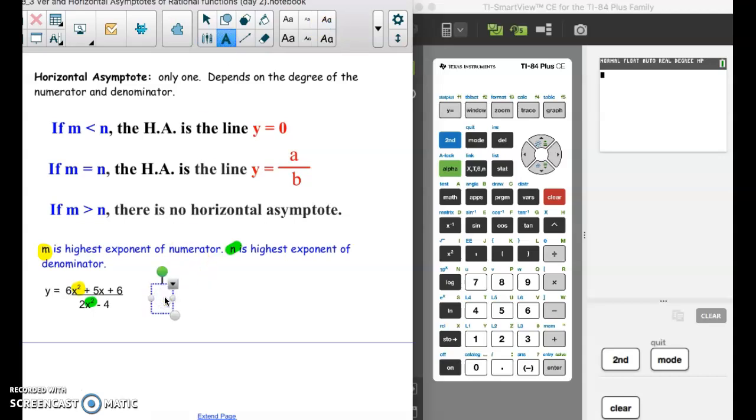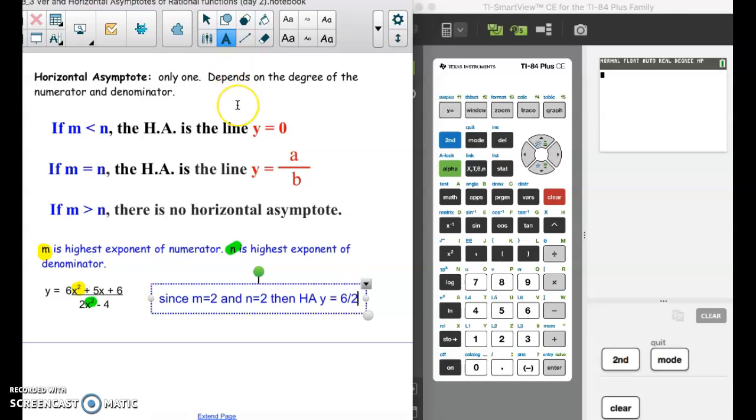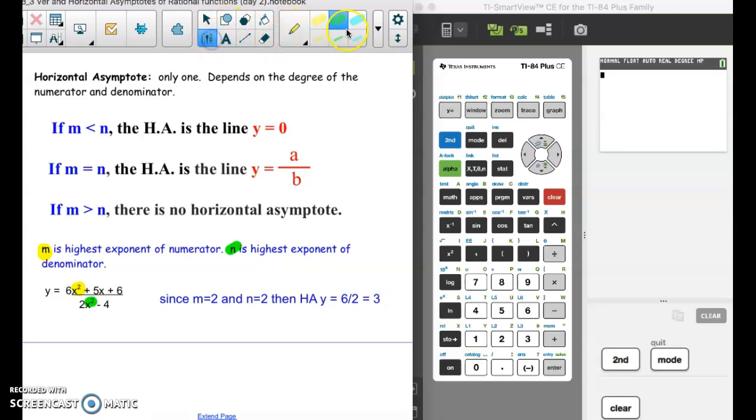In this case, since m equals 2 and n equals 2, then we would use the middle rule. The horizontal asymptote is y equals a over b, where a and b are the coefficients. A and b are the numbers out front, so that would be 6/2, which is 3. I'll circle that for you.